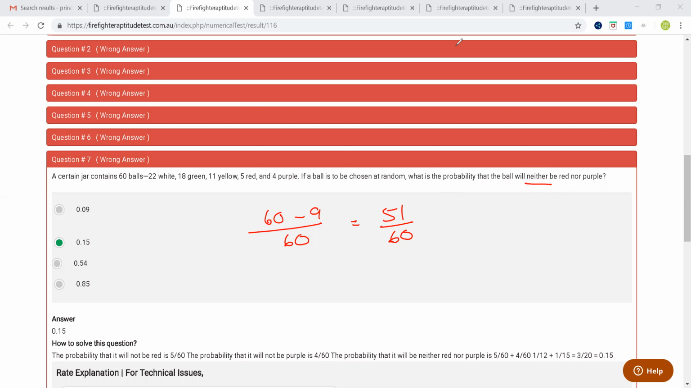Okay, neither red. Why say neither and give the answer of 15? Yeah, I think we have to do it separately.